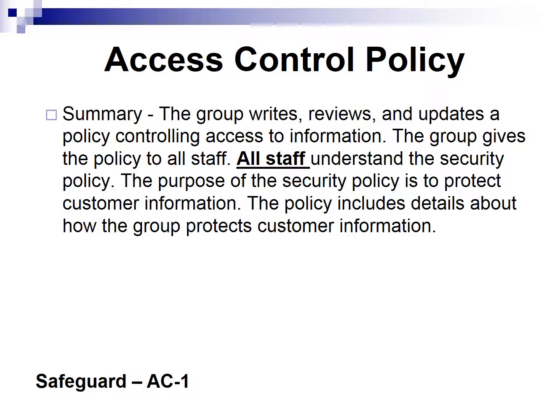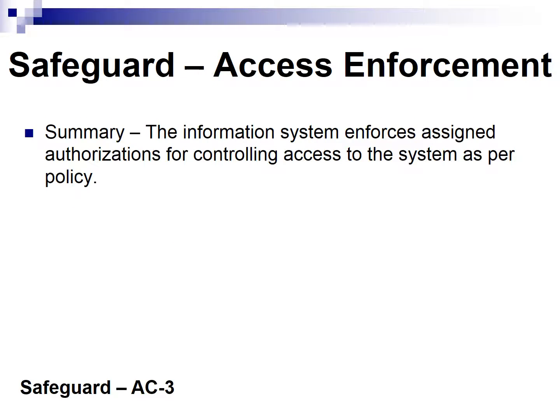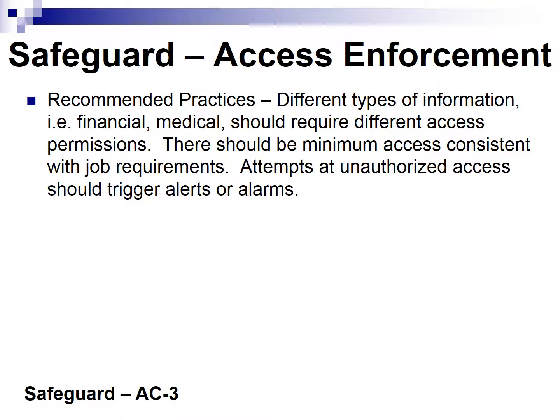The access control policy must be distributed to all associates with access to protected information. Current best practice is to use 12-character or longer passwords that cannot be shared. The network should automatically assign data authorizations to different levels of staff. Staff should not attempt to bypass their authorizations to get access to other portions of the network. Attempts at unauthorized access should trigger alarms and may result in disciplinary action.